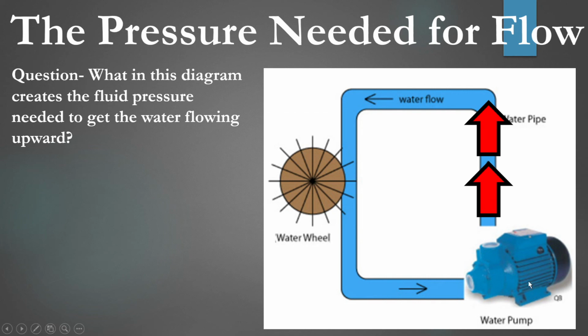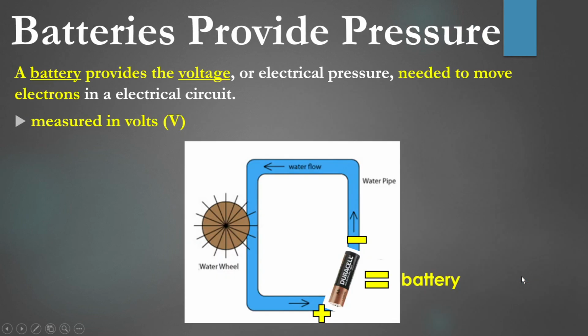So for instance, what in this diagram actually provides the pressure needed to force the water up? Well, that's pretty straightforward, right? It's the water pump. So the pump for an electrical circuit is the battery. It's the power source. So the battery provides what's called the voltage. So when we hear the word voltage, we want to think of pressure. It's the pressure that's put into an electrical system that provides the energy to move the electrons in the circuit. And it's measured in volts, which is a V. That's the symbol for voltage, a V.